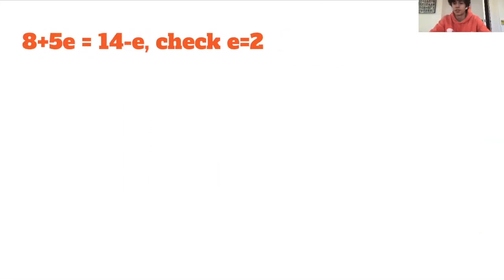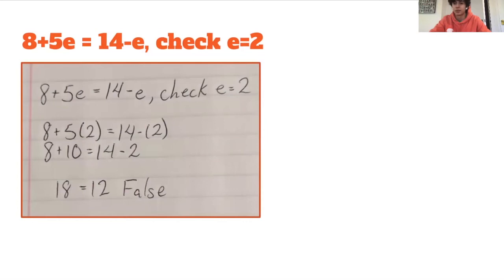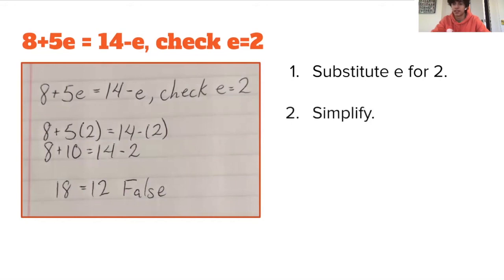Let's go to number 7 from the worksheet. 8 plus 5e equals 14 minus e. Check e equals 2. As we've done in the previous equation, first substitute the value given to us in order to solve the equation. We plug 2 into each e and are left with the equation 8 plus 5 times 2 equals 14 minus 2. The order of operations tells us to first multiply, so we multiply 2 by 5, which gives us 10. Add 8, and we have 18 on the left side of the equation. Then we can solve for the right side. Subtract 2 from 14, and we get 12, which does not equal 18. Meaning that e equals 2 is not a solution to this equation.